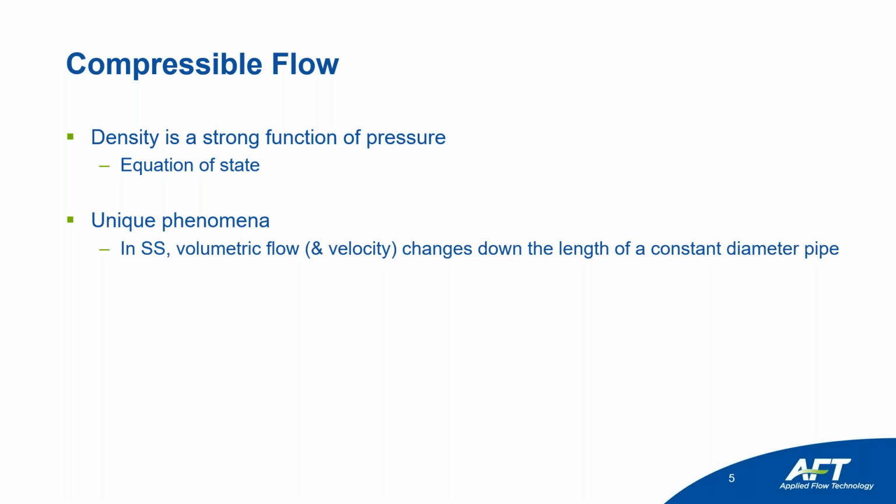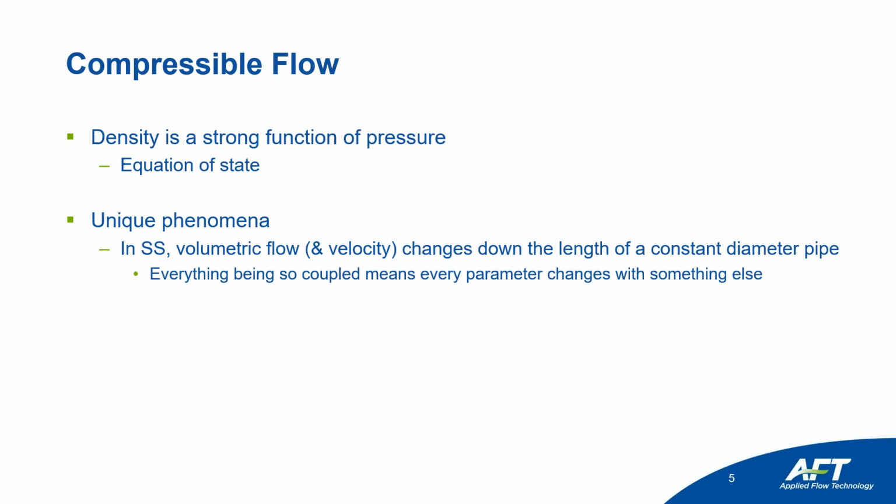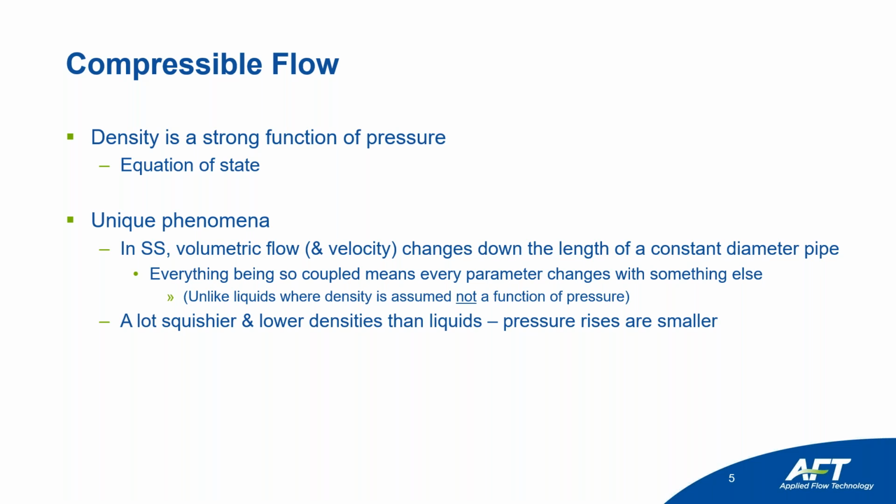There are some unique phenomena because of this. In steady state, something that's always fascinated me is that with a constant diameter pipe, velocity and volumetric flow will change down the length of a pipe. You don't see that in liquid. If you have the same area of pipe, the velocity is going to be the same. But in steady state, you have the conservation of mass, not the conservation of velocity or volume. Because volume is a function of pressure, when pressure drops, your velocity changes, right? So there's a unique coupling of all of these parameters. When something changes, something else also will change, unlike liquids, where density is either constant or really just a function of temperature.